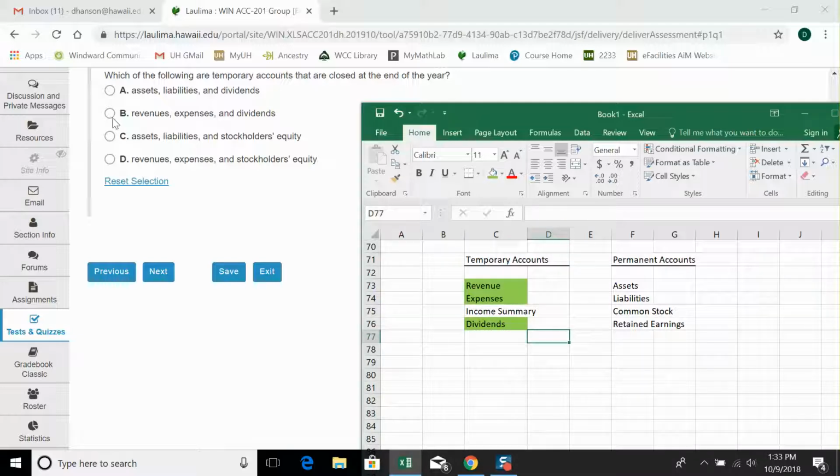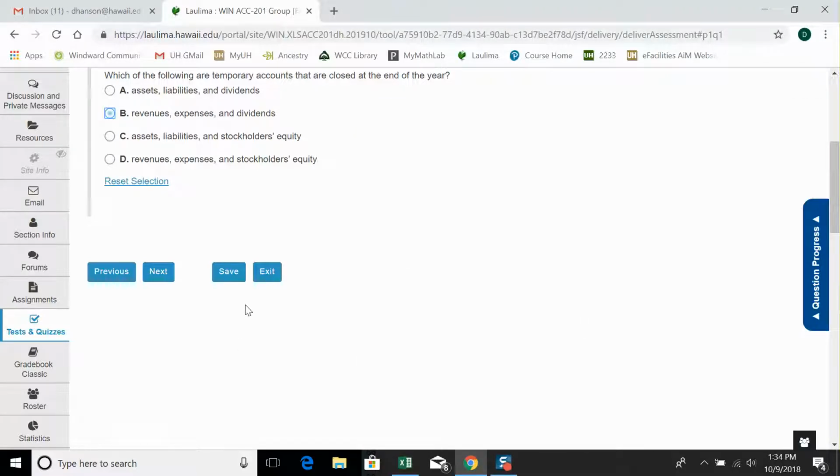So that's probably going to be the answer, but what you want to do is rule out the others. Okay, C can be ruled out right away because assets, liabilities, and equity are all on the balance sheet. All permanent accounts. You got to look at D, right? Be careful with D because those are revenues, expenses, but the fact that they put stockholders' equity in there makes that the wrong answer. So I'm going to go with B. Revenues, expenses, and dividends.